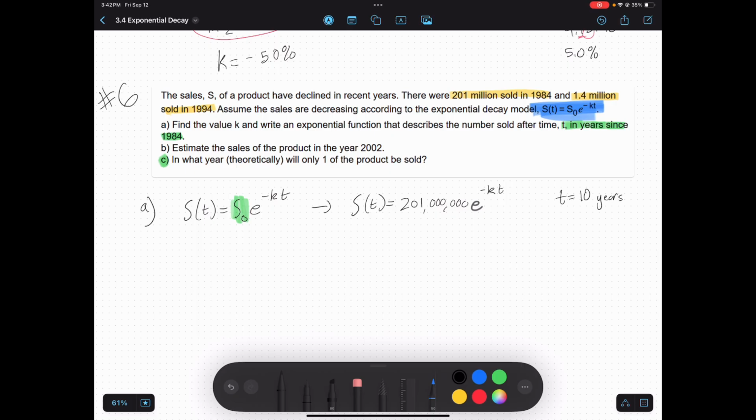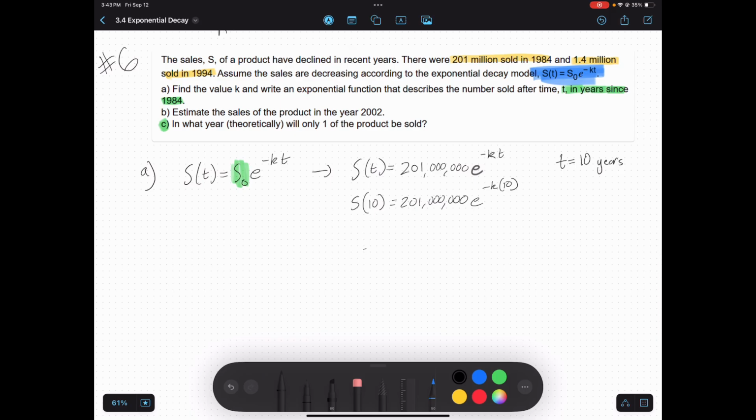And that's what my T value is going to represent. 10 years have passed from when this started. I can plug 10 in for T. But what do I know about after 10 years? After 10 years, I know the amount that were sold. So I have my corresponding output value. So that 1.4 million is going to go right here. Remember, if this number is in terms of millions, to get it in terms of just regular products, I move that decimal place over 6 times. So I get 1,400,000 products.